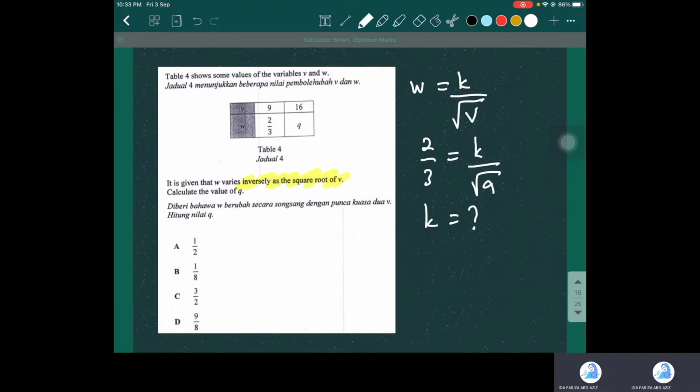Dapatlah 2. So K dapat 2. Okay, so bila K dapat 2, apa nak buat? So what does this mean now? It means W equals 2 over square root of V.